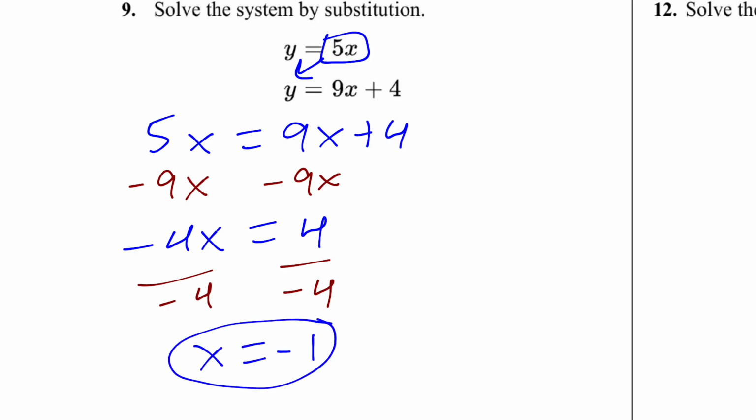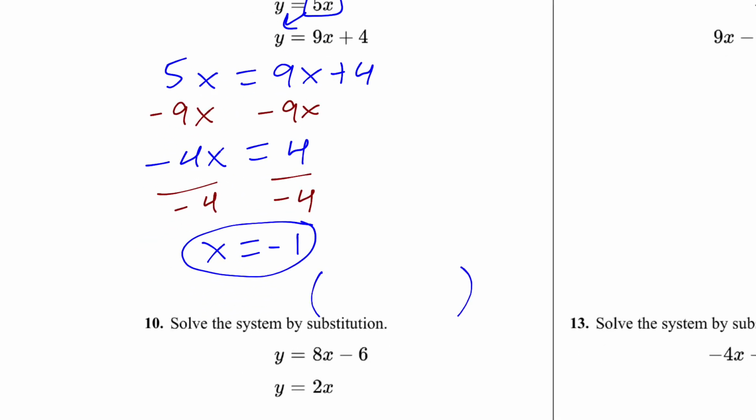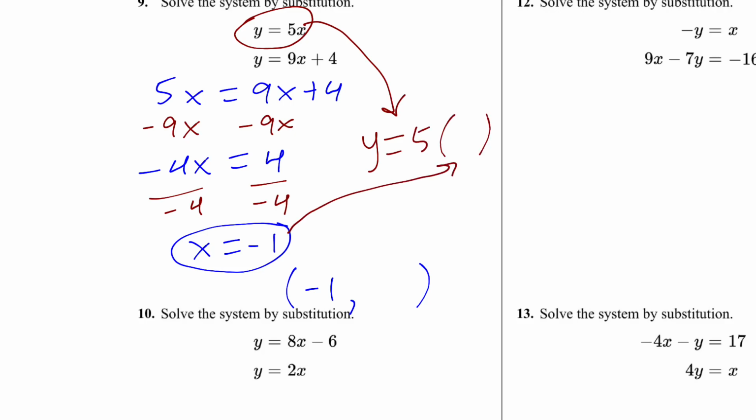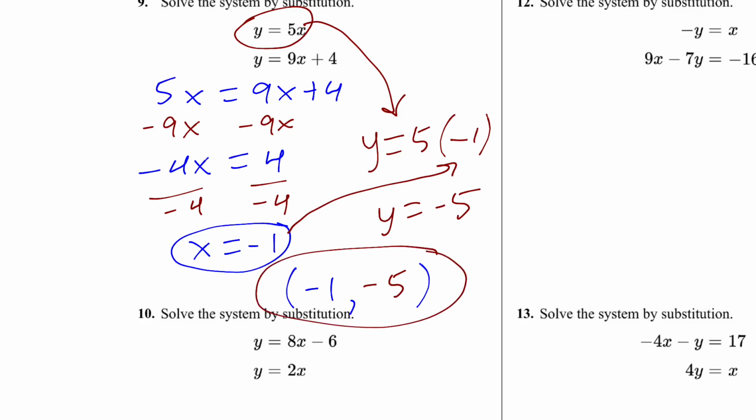We're halfway there. So if I was to put this into my final answer, it would go here in the x column. Let's go back to our original equations, choose the smaller one, and let's rewrite it. Y is equal to 5 times parentheses. Instead of x, I'll put parentheses, and let's plug in negative 1. 5 times negative 1 is negative 5. We'll write that down here, and this is our final answer.